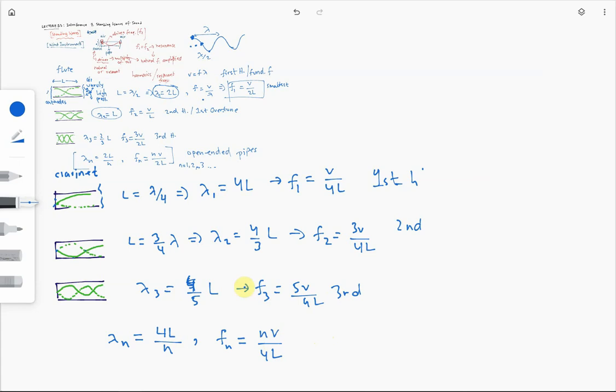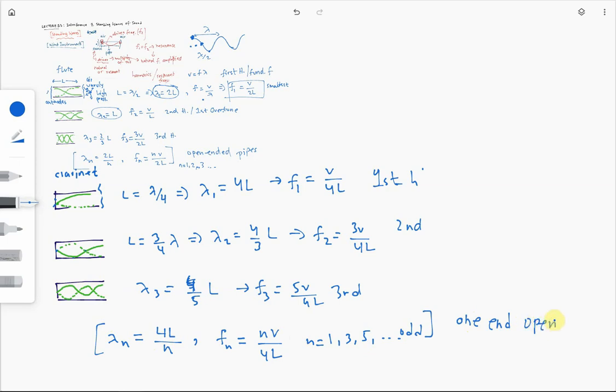Okay, and if you look at the pattern here, F1 was 1 times V over 4L, F2 is 3 times V over 4L, F3 is 5 times V over 4L. So it turns out that n can only be odd. n can only be 1, 3, 5, only odd numbers. Okay, this is just how it is. For pipes with one end open and one end closed, this is the pattern that we follow.